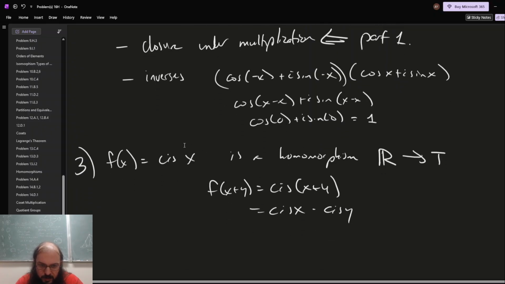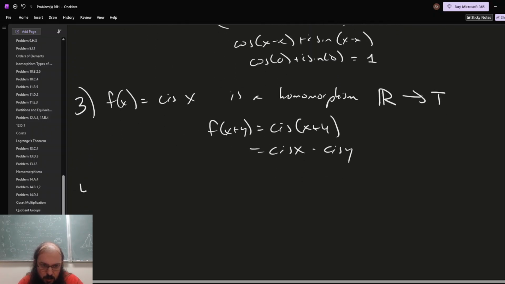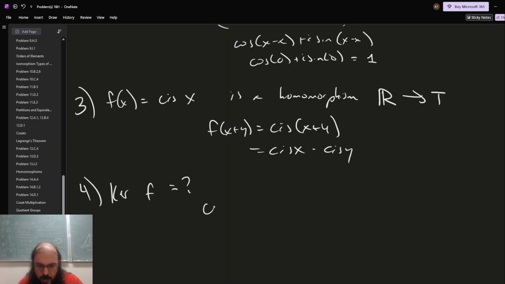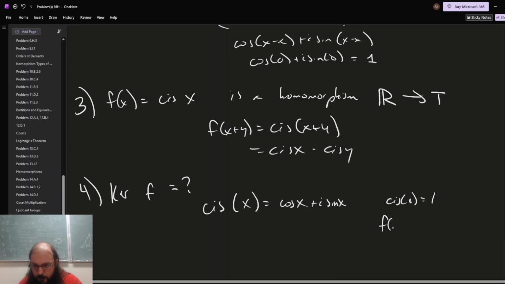What is the kernel of this? That's what question 4 asks us. Kernel of f. Well, we have cis of x equals cosine x plus i sine of x. And we know cis of 0 is 1. So 0, which is an element of R, maps to 1. Identity goes to identity. We know that that has to happen, right? f of e has to equal e.